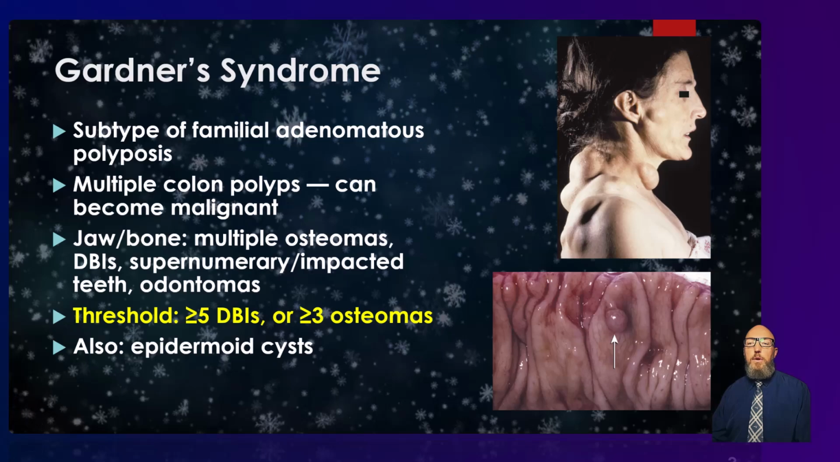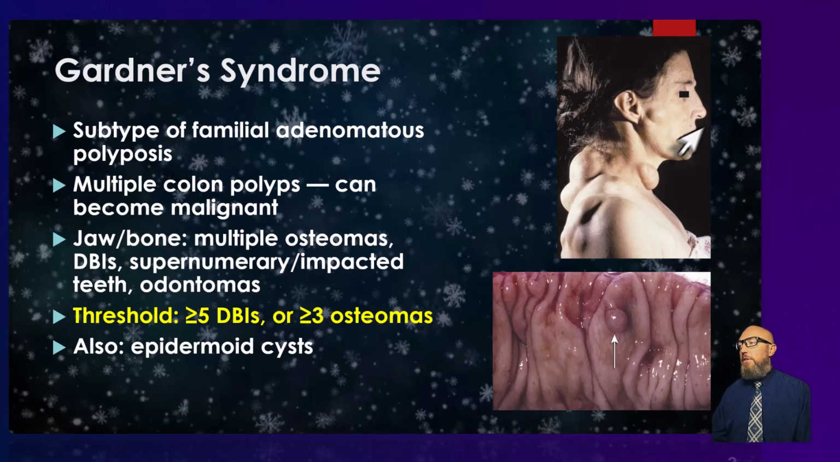Gardner syndrome. So this is the suspect in the lineup that can genuinely harm the patient, so it deserves your full attention. This is a subtype of familial adenomatous polyposis, an inherited condition, and its clinical significance is the patient develops multiple polyps in the colon, and those polyps carry a very high rate of malignant transformation. In the jaws and skull, Gardner produces multiple osteomas, multiple dense bone islands, supernumerary and impacted teeth, and odontomas. The threshold commonly cited are 5 or more dense bone islands or 3 or more osteomas.